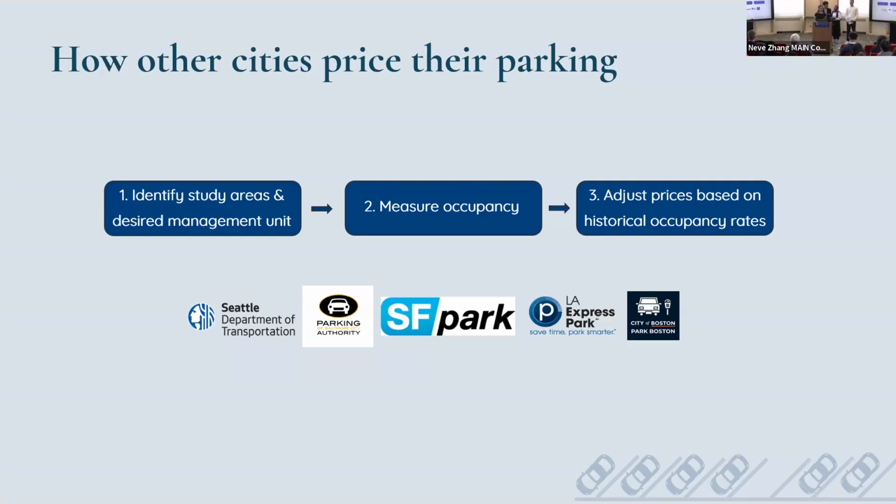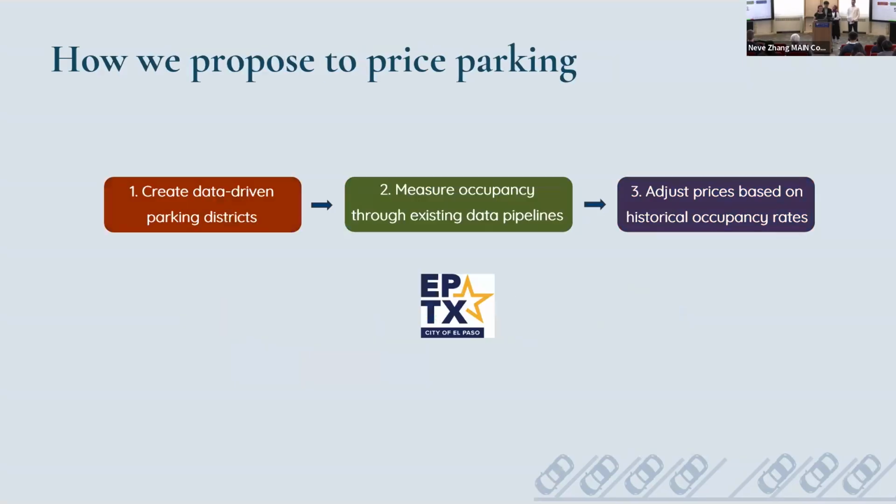Second, cities like Boston and Los Angeles measure occupancy patterns across different times of day and days of week, collecting data either through sensors or manual counts. And third, they adjust parking prices based on occupancy, raising prices where streets are too full and lowering them where spaces are underused, a model successfully adopted in San Francisco's SF Park program.